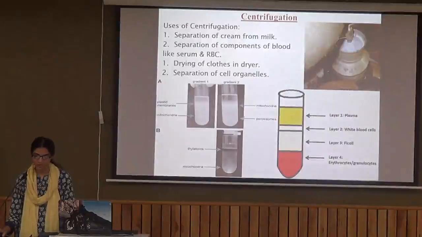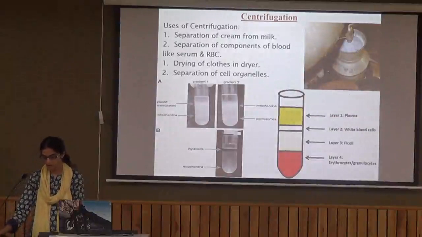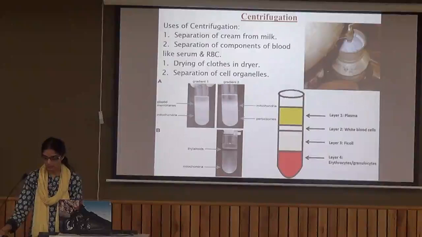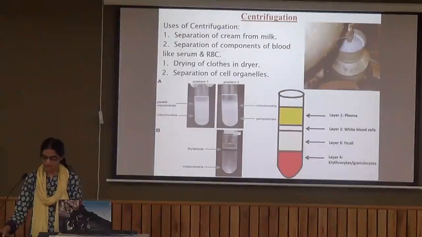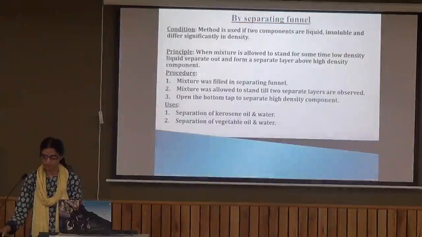Then we come across these figures. You see in these figures they have shown us how we can separate the different components of blood like serum, RBC, etc. And you see the denser particles at the bottom, that is the solid particles, erythrocytes, granulocytes at the bottom, and if you see the lighter particles at the top.